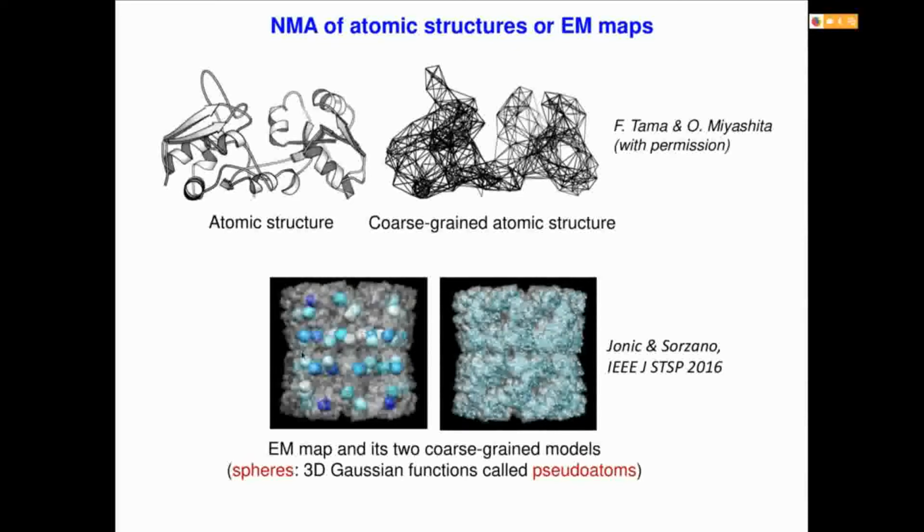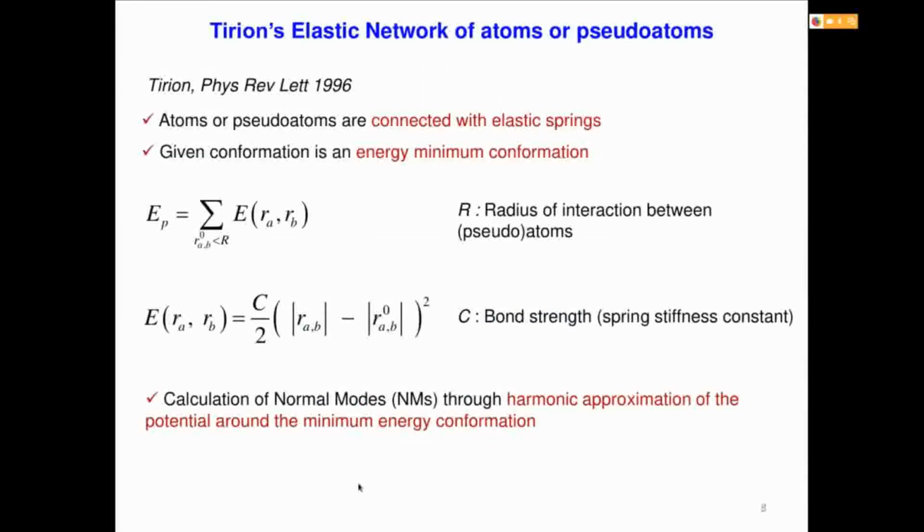For this, if you have a density map, you need to convert it into a collection of points that will then be moved with the normal modes. So we get them using a conversion of the density into a collection of 3D Gaussian functions that we call pseudoatoms, and the centers of these Gaussian functions are our points that are then displaced with normal modes. So here these spheres are actually representing the 3D Gaussian functions.